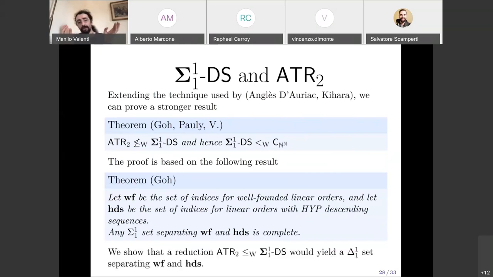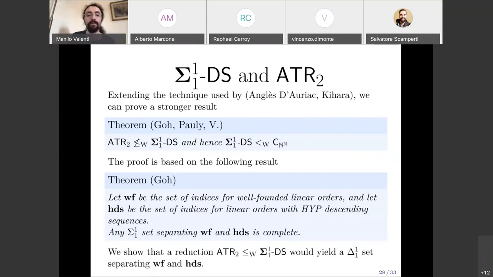So this is what we're going to show, right? We're going to exploit this theorem. We were going to show that if there is a reduction of ATR2 to sigma 1 DS, we would be able to compute a delta 1 set separating WF and HDS, right? Separating the well-founded orders from the orders with at least a hyperarithmetic descending sequence.